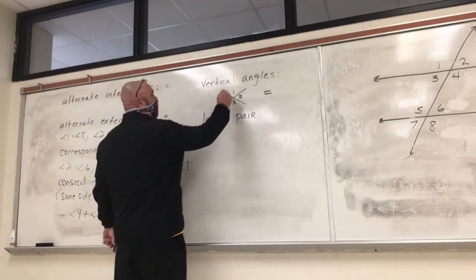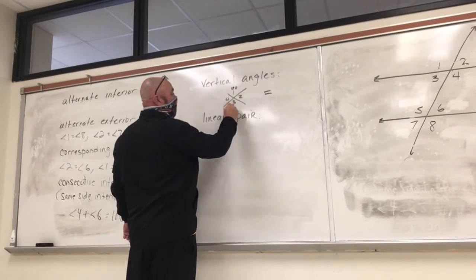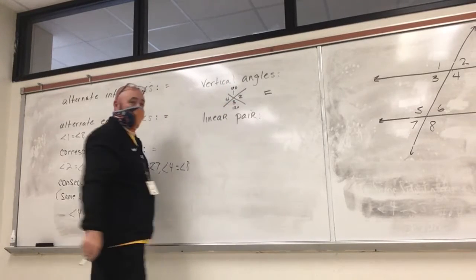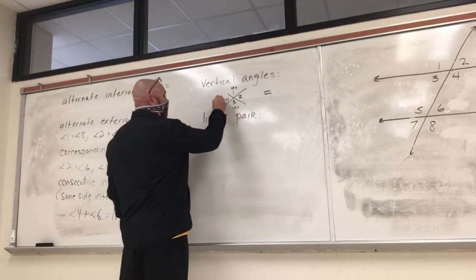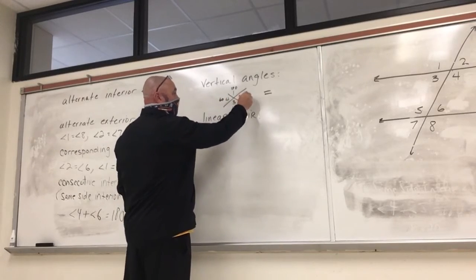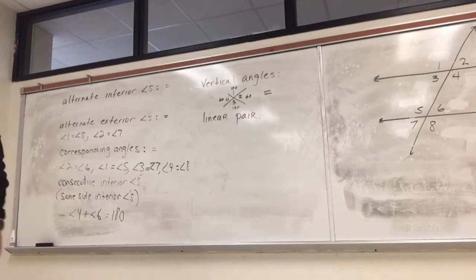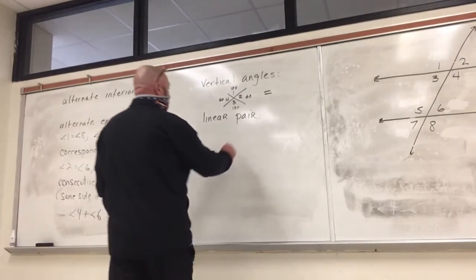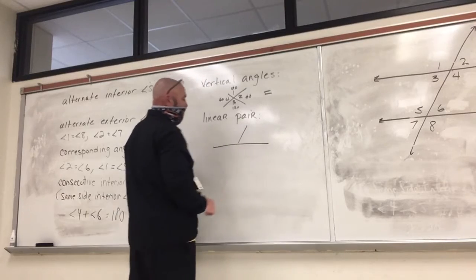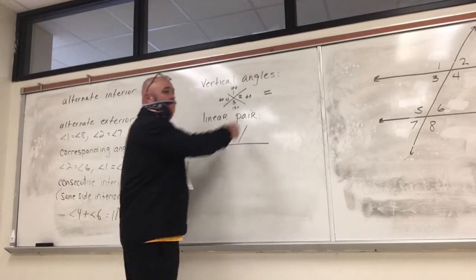So if this is 120, what's this? 120. If this is 60, what's this? 60. Does everybody understand that? Yes. Okay, and we talked about a linear pair, and a linear pair is the same thing, except this time they are next-door neighbors and share a fence.